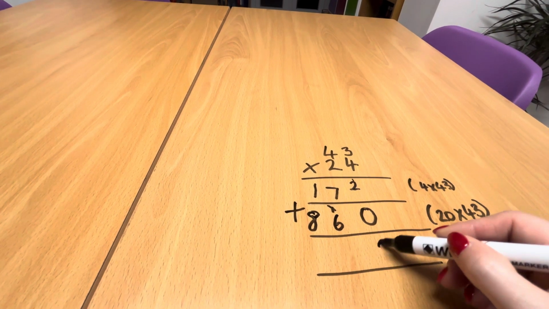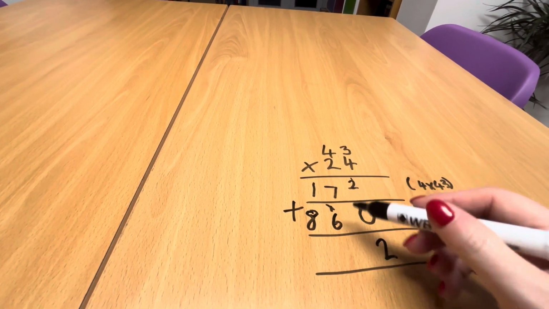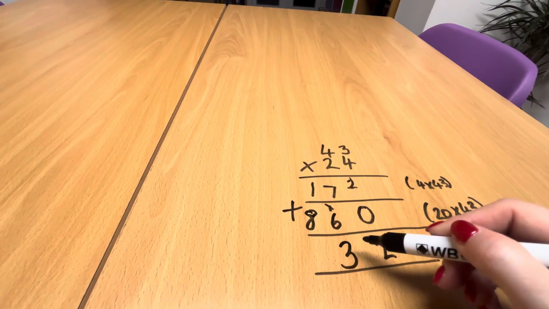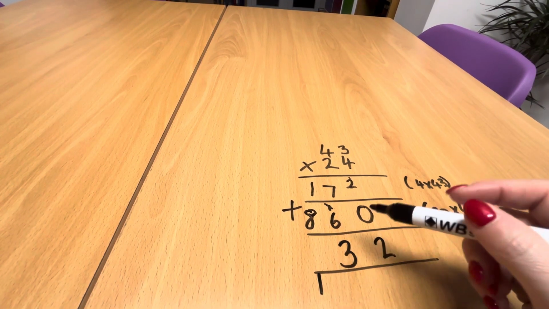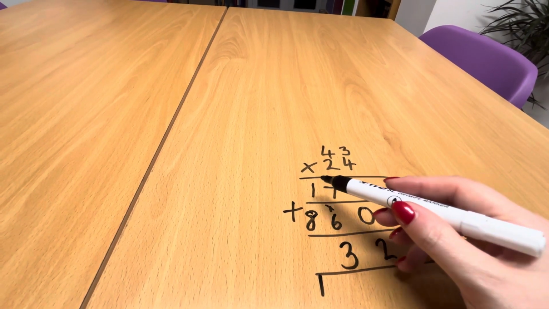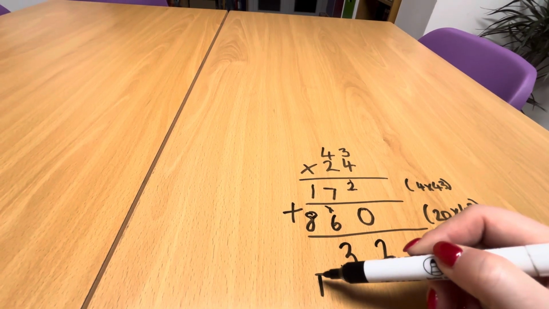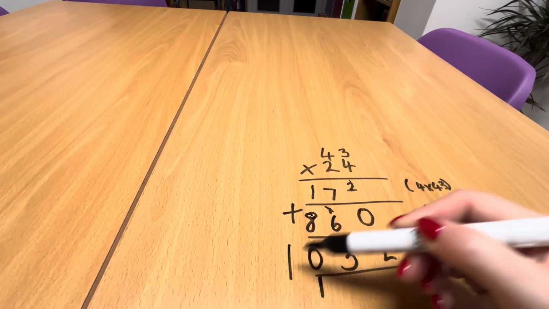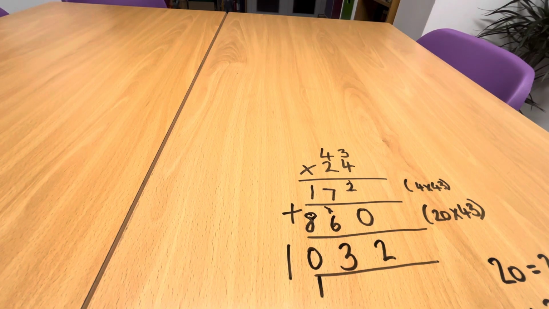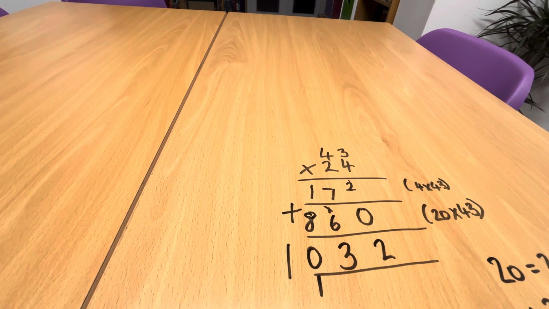So 2 plus nothing is 2. 7 plus 6 is 13. So we put a 3 there and exchange the 1. And then we've got 1 plus 8 is 9. Add this one here that we've exchanged makes 10. Okay, so your final answer is 1032.